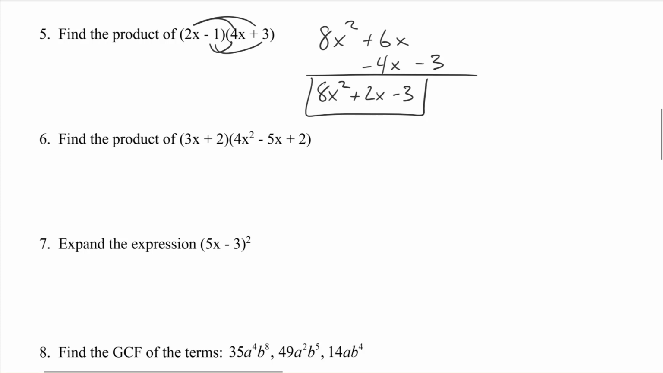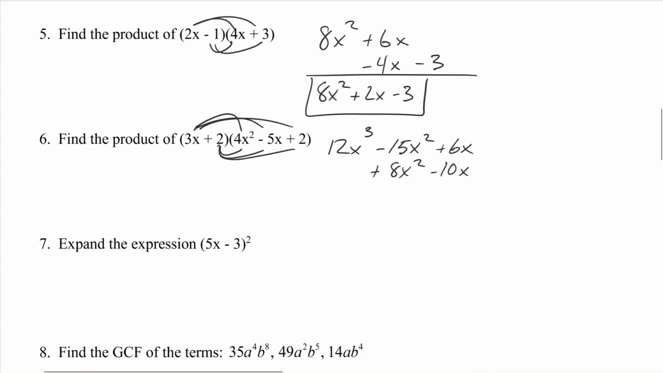6, find the product again. 3x times 4x squared makes 12x cubed. 3x and negative 5x make negative 15x squared. 3x and 2 make positive 6x. 2 and 4x squared make positive 8x squared. 2 and negative 5x make negative 10x, and 2 and 2 make 4.